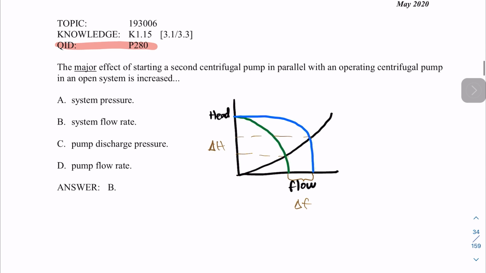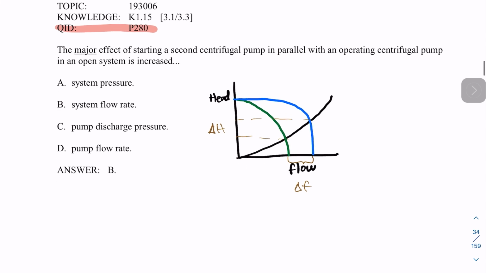Okay, so the next question is P280. It says the major effect of starting a second centrifugal pump in parallel with an operating centrifugal pump in an open system is increased. So it's basically the same thing. It's asking if I add another centrifugal pump in parallel. We already talked about that. What's going to happen? What's going to get increased?